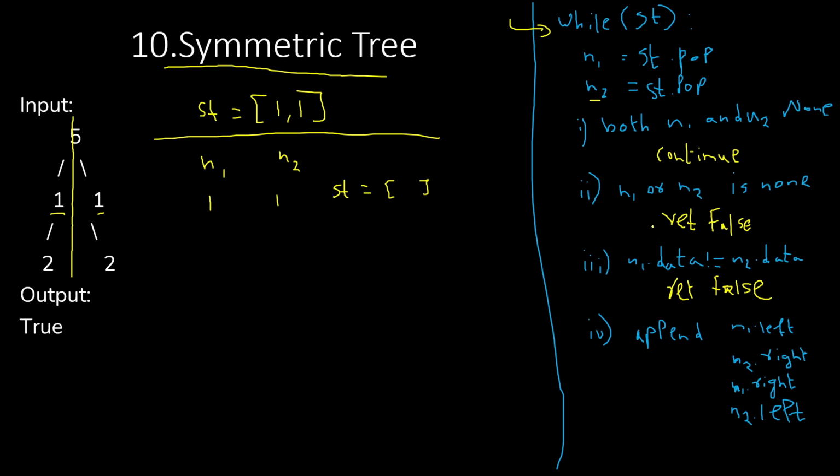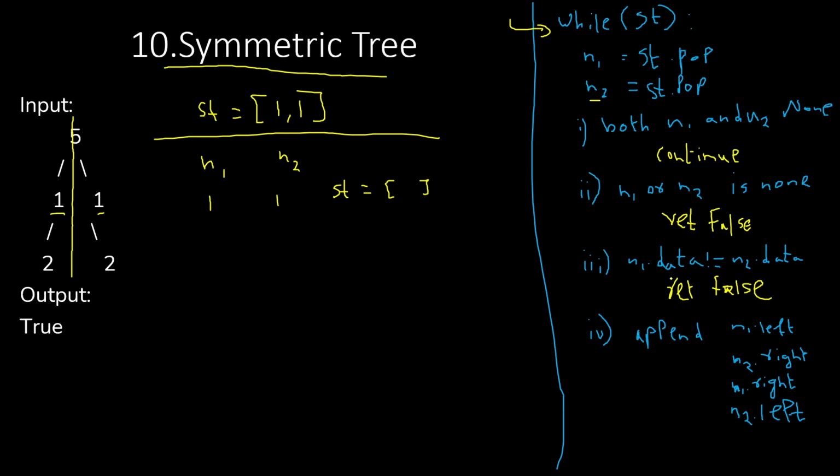The second condition: n1 or n2 is None. Here n1 and n2 are not None, they have some values. Remember n1 and n2 are addresses which point to the data, 1 and 1 here. While explaining, we are using the data since it is easier to understand, but you must assume that this is the address of the data n1 and n2. At that address we have this data 1 and 1. I hope you have understood until the second part here.